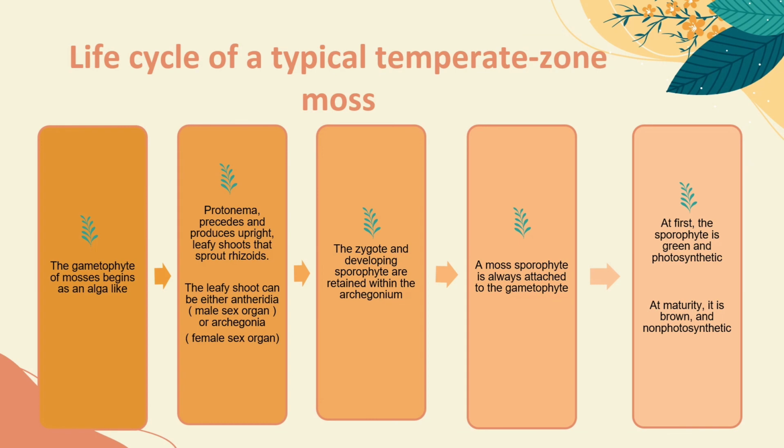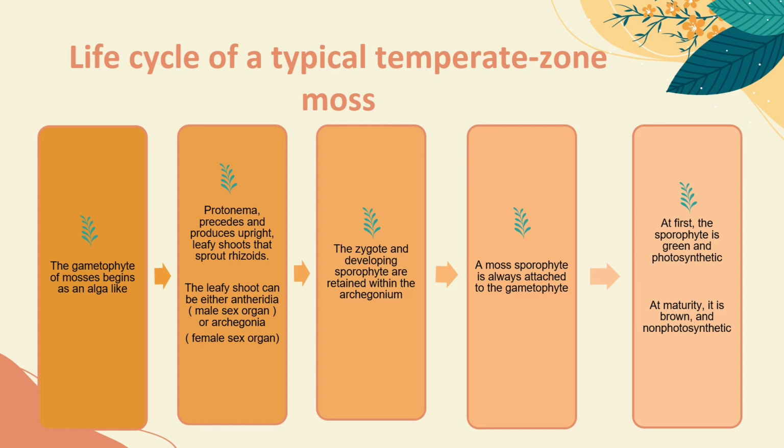So the previous video already explained the life cycle of a typical temperate zone moss. So to conclude, firstly, the gametophyte of mosses begins as an algal-like stage. Then it becomes a branching filament of cells called the protonema. So the second box in this slide explains the protonema. Protonema precedes and produces upright leafy shoots that sprout rhizoids.